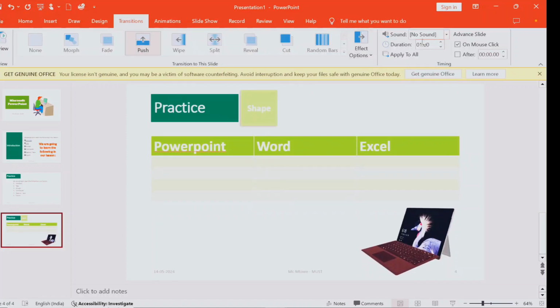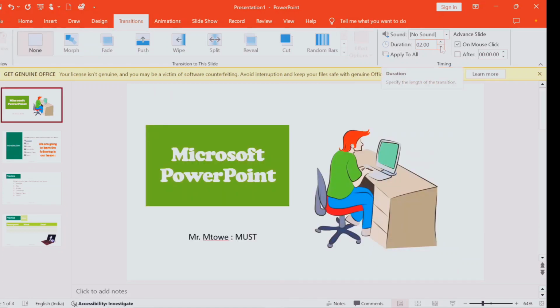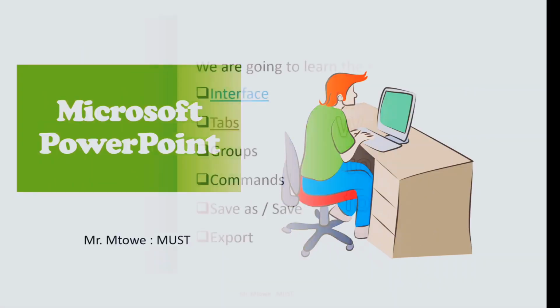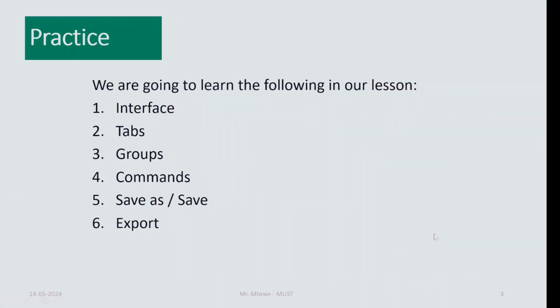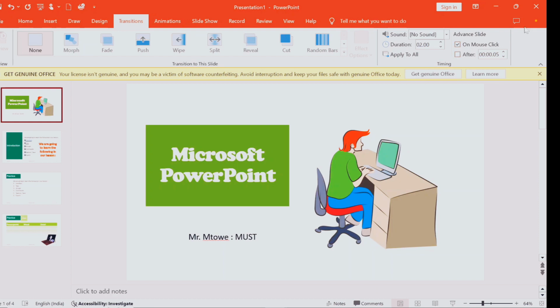Then in transition, you can add timing. For example, in our first slide, maybe I want it to stay for a duration of maybe 1 minute. Then after that, it will transition to another page. I want to advance to the next slide after that time. You remove the on mouse click option, then you add the time when you want your slide to move to another slide. So let's click slideshow. See? Automatically, the presentation may go automatically.